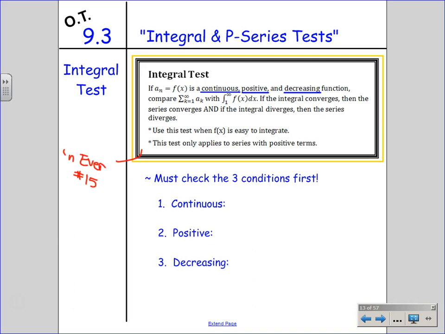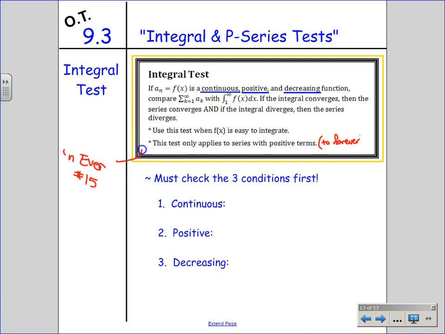If the integral converges, the series converges. And if the integral diverges, the series diverges. So you guys already wrote down: use this test when f of x is easy to integrate, aka when the nth term written as f of x is easy to integrate. And once again, this test only applies with positive terms. And I'm going to put, if you guys are okay with it, 2.